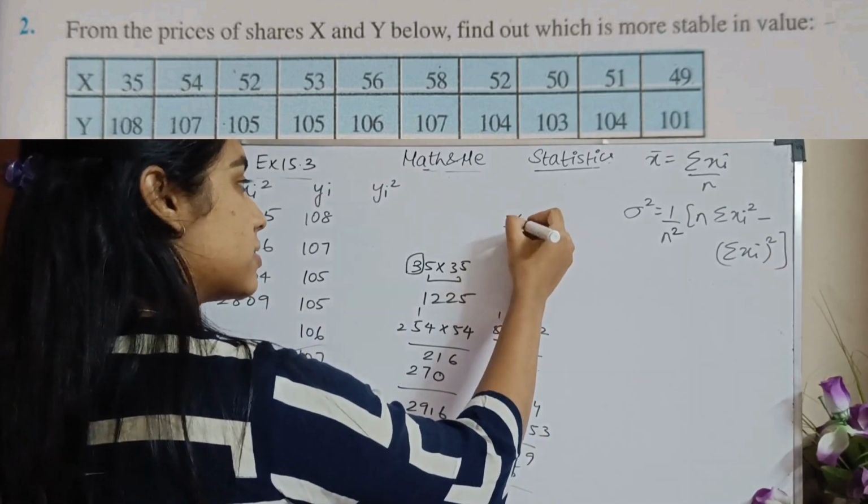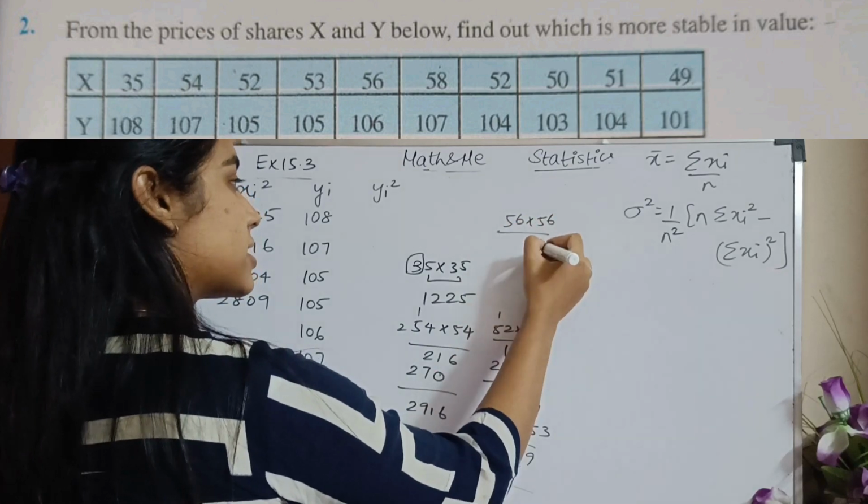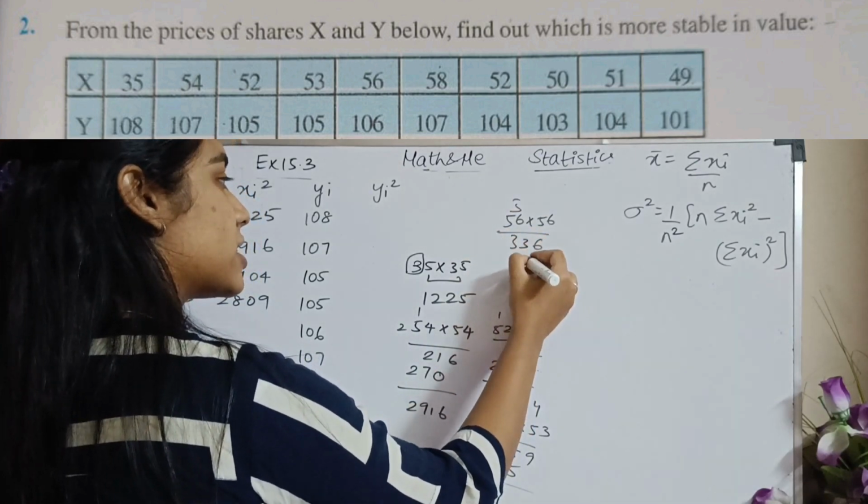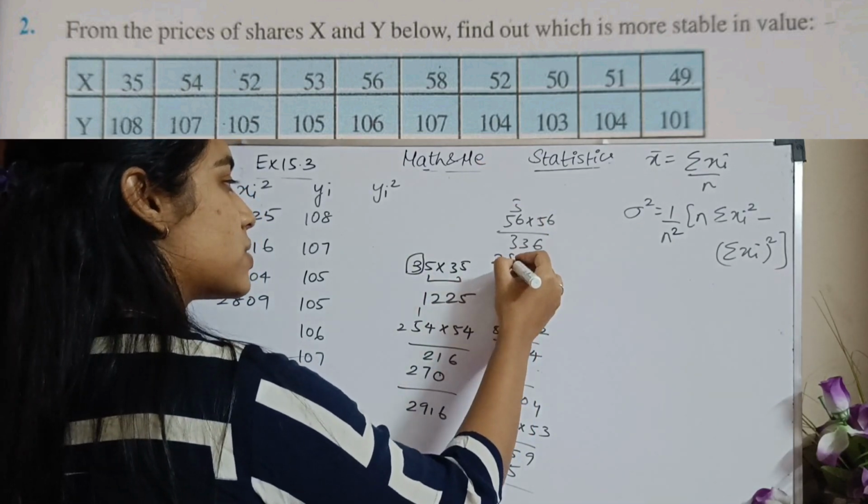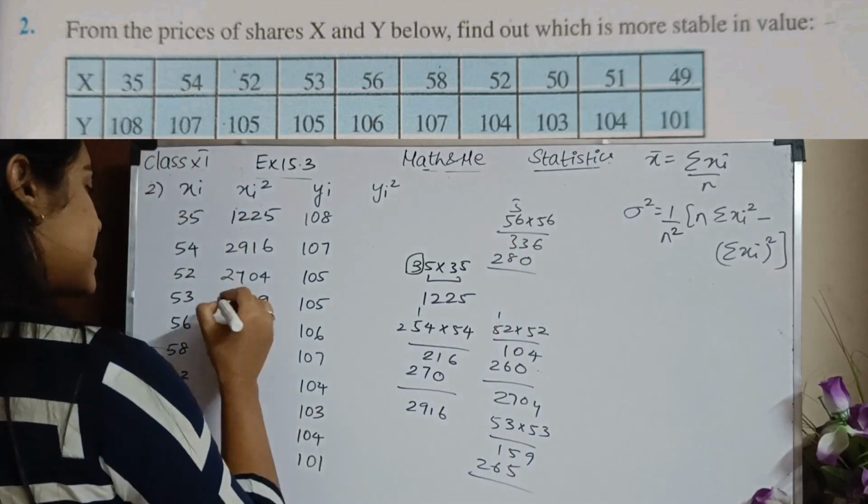56 into 56. 56 into 56. 6 6s are 36. 3 6s are 30, 33. 6 5s are 30. 3 5s are 25, 26, 27, 28. So 3136.